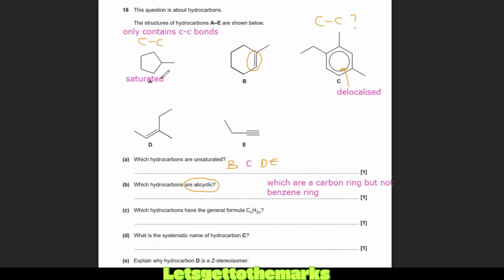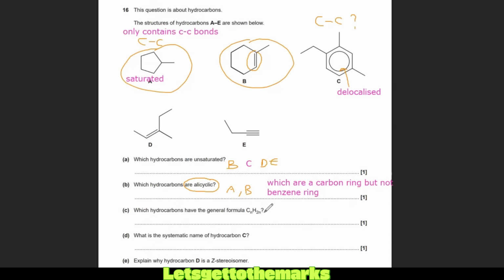The two with a normal ring are A and B, so we're going to go A and B for our answers there. This one does not count because this is aromatic, not alicyclic. These two are alicyclic. This one contains a 5-carbon ring, and this one a 6-carbon ring.